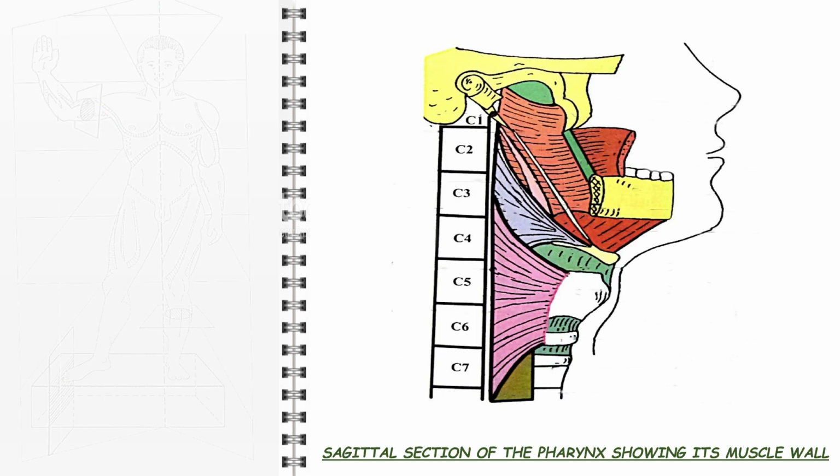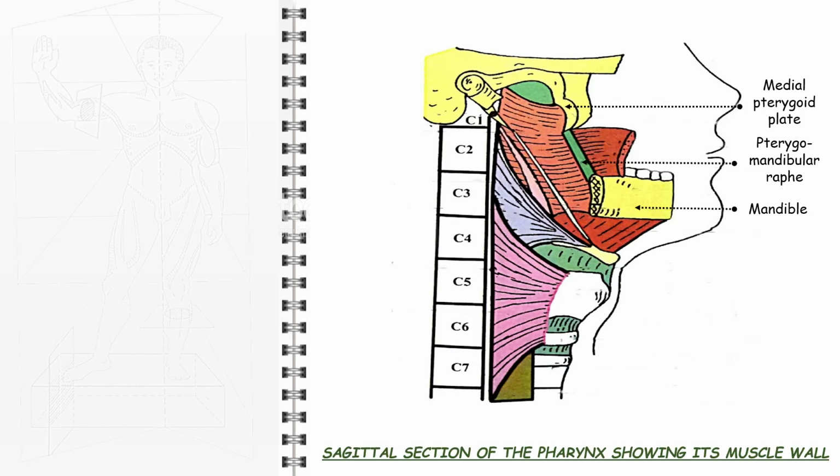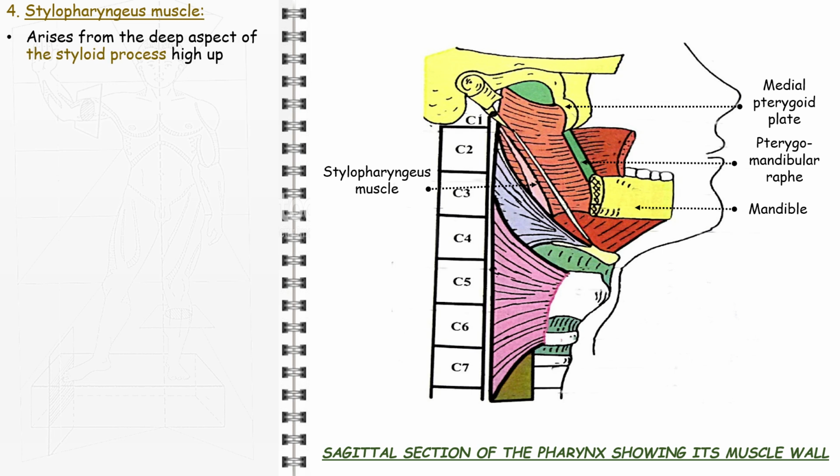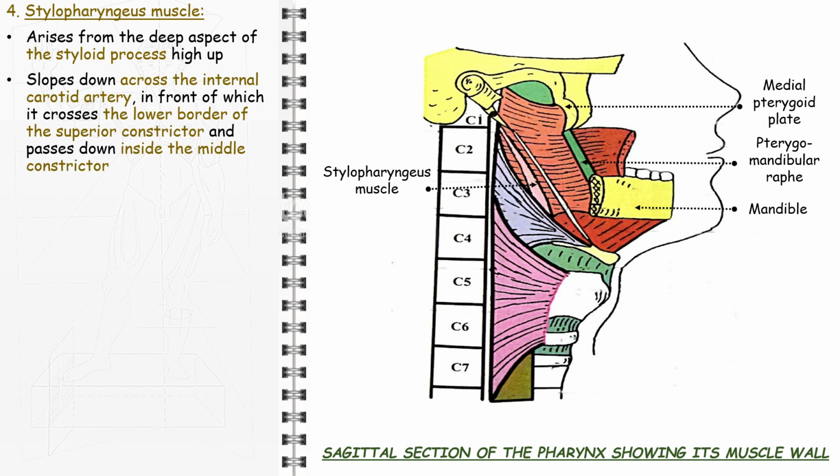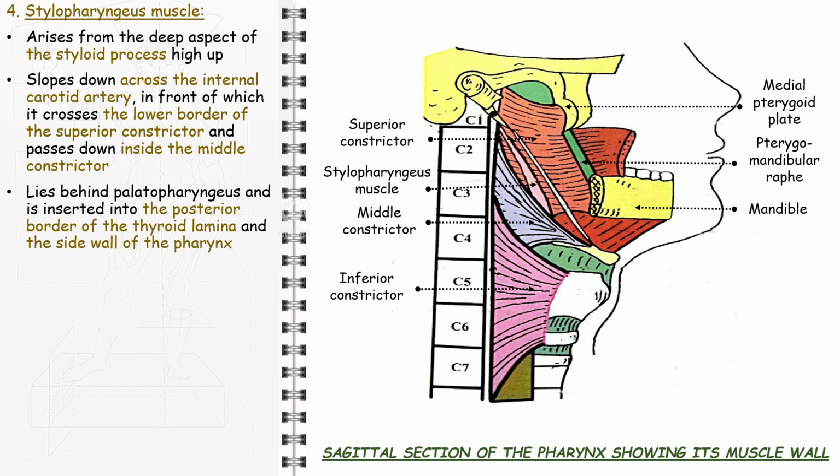The stylopharyngeus muscle arises from the deep aspect of the styloid process high up. It slopes down and expands across the internal carotid artery, in front of which it crosses the lower border of the superior constrictor and passes down inside the middle constrictor. The stylopharyngeus muscle lies behind the palatopharyngeus and is inserted into the posterior border of the thyroid lamina and the side wall of the pharynx. Its action produces the elevation of the pharynx and larynx.